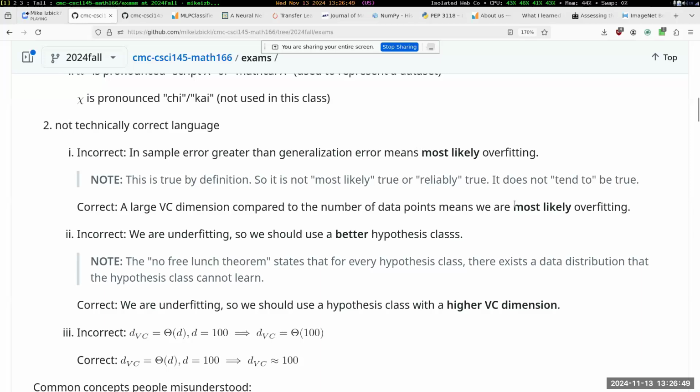So again, there are situations where it makes sense to say that you're most likely doing something, but if it just follows from a definition or you're just stating the definition, you don't want to say that kind of thing.